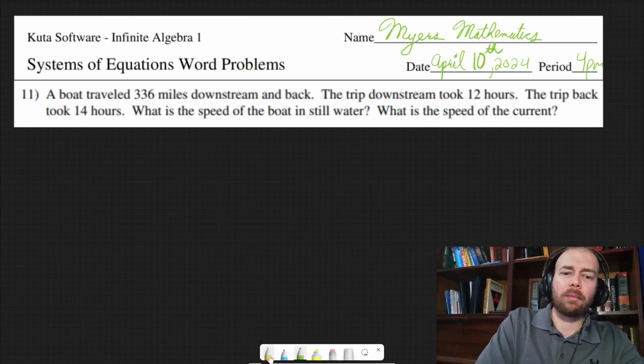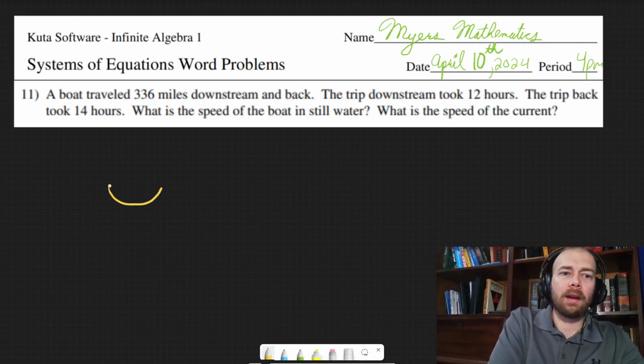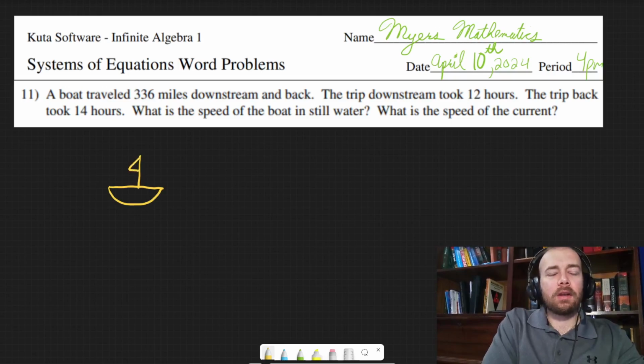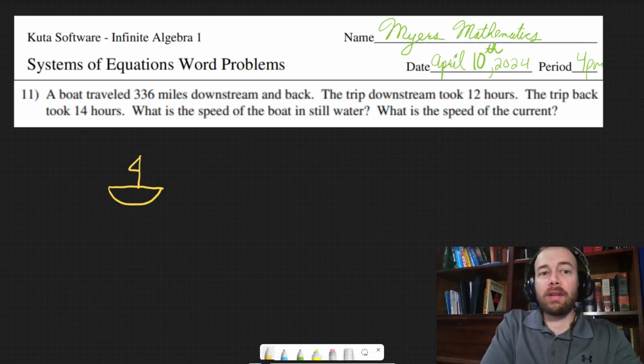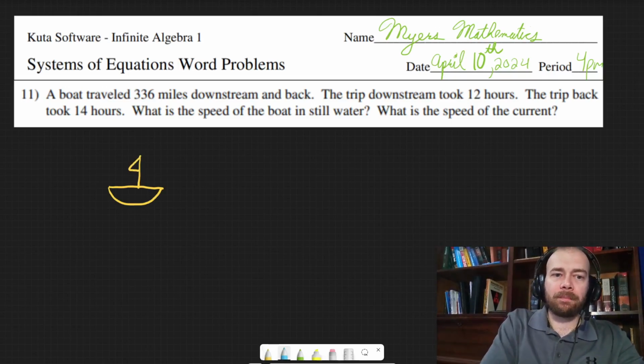I like to kind of draw the picture as we go. It helps me to visualize what is going on. So I'm going to draw a boat, and viewer beware here, I'm really bad at drawing, so you can let me know how bad I am in the comments. There's my boat. Okay, so it's going to travel 336 miles downstream. So the stream's going this way.